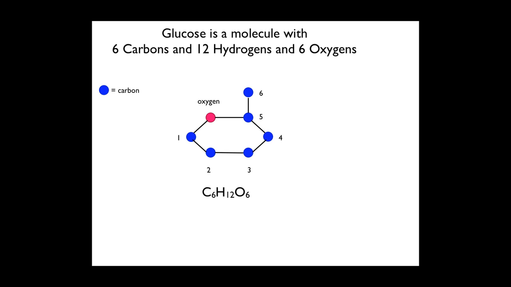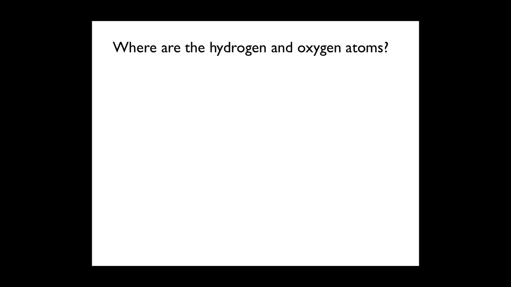The ring structure is called a carbon skeleton. It doesn't show you where all the hydrogens and oxygen atoms are. It only shows you the carbon atoms. So where are all the hydrogen and oxygen atoms anyway?